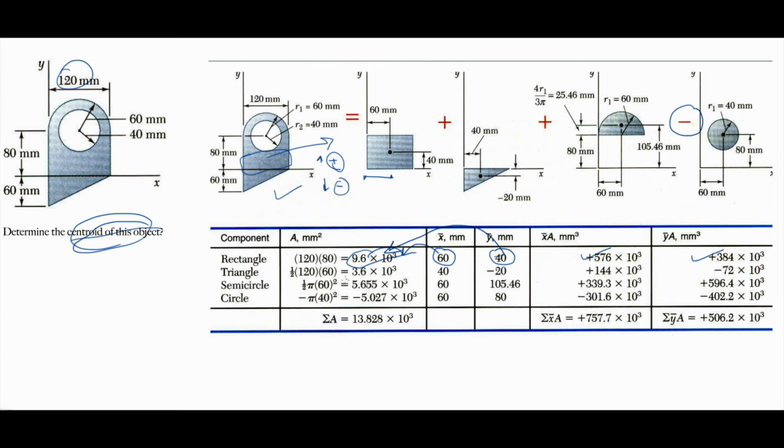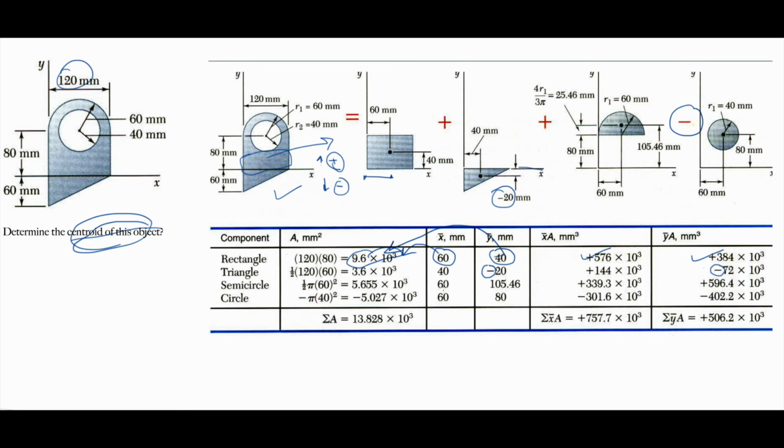For the triangle, the area is half bh, we know that, right? But we put negative because it's below the axis, as I said. So it's negative 20, right? When put with its sign.